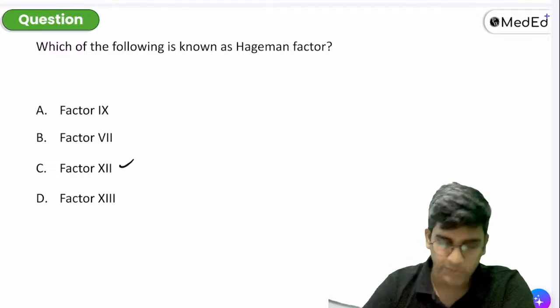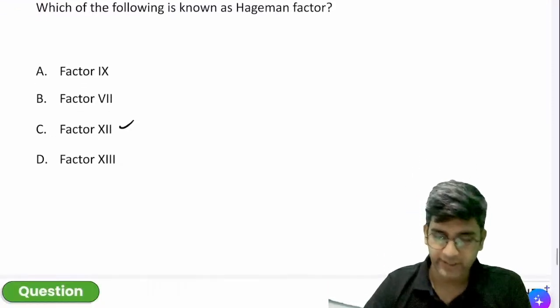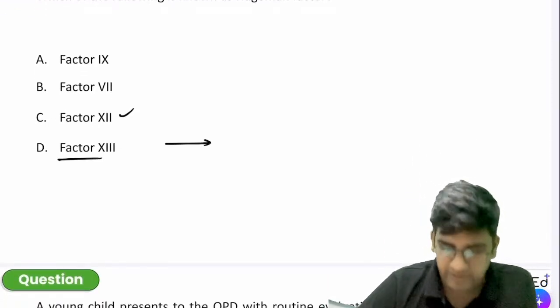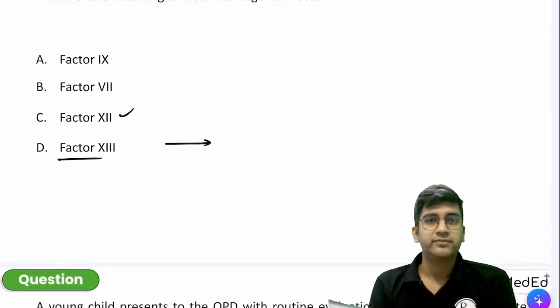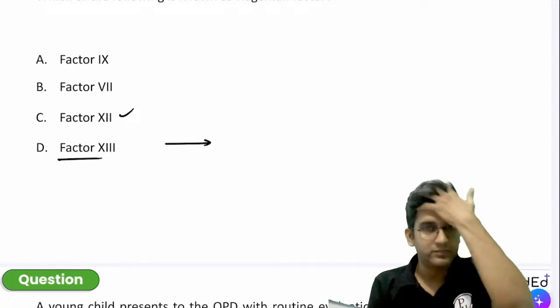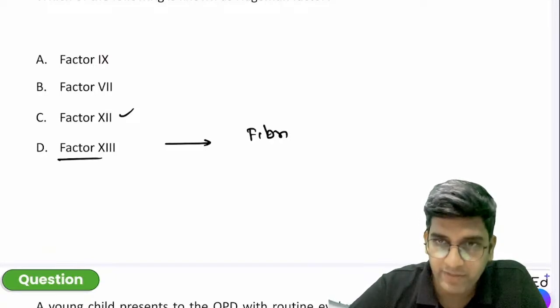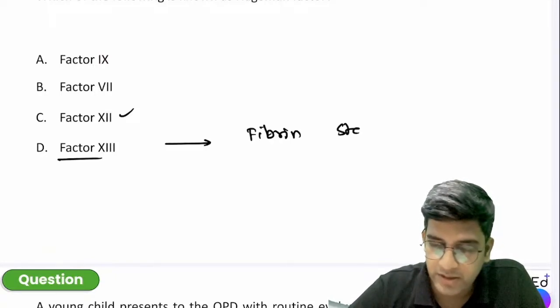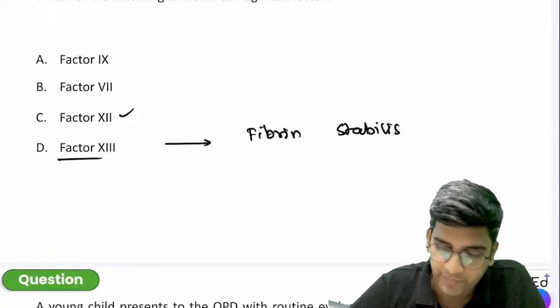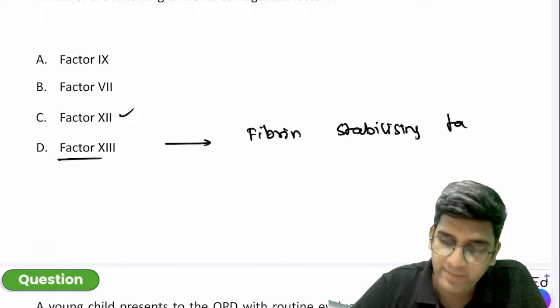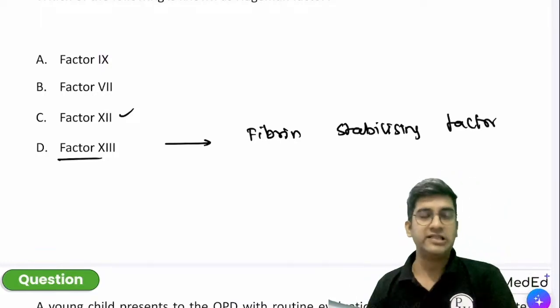It's factor 12. Factor 12 is the Hageman factor, right? What's the function of factor 13? Factor 13's function is a fibrin stabilizing factor. It's not involved in fibrin formation, it's involved in stabilizing fibrin, right?